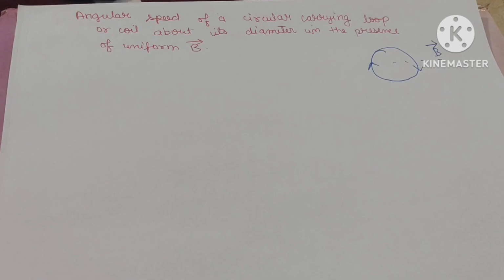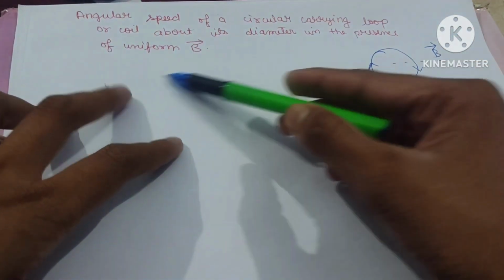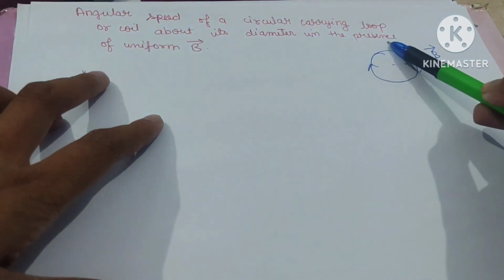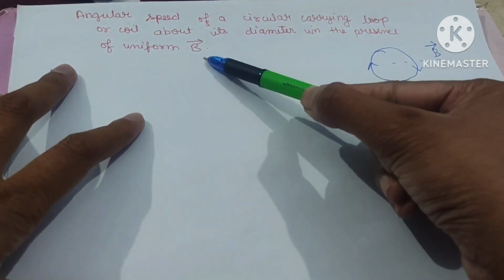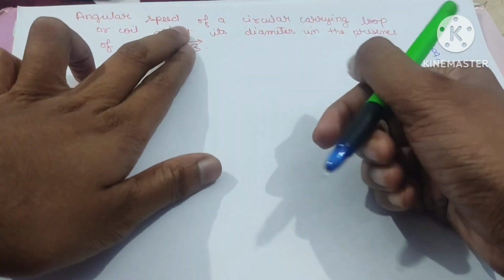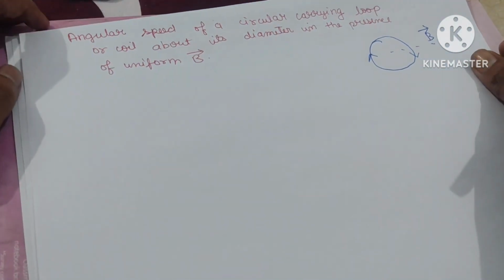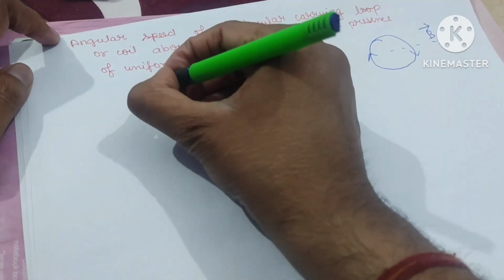Hello friends, today we'll find the angular speed of a circular current-carrying loop or coil about its diameter in the presence of a uniform magnetic field. So simply we're going to find the angular speed, which is omega. So here we go. We know tau is what?